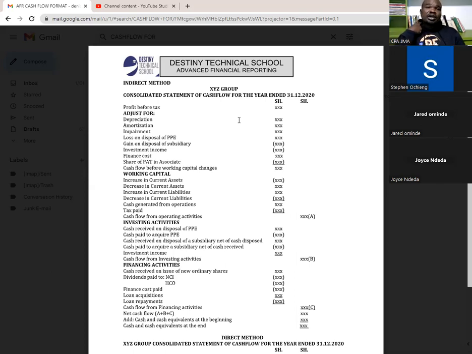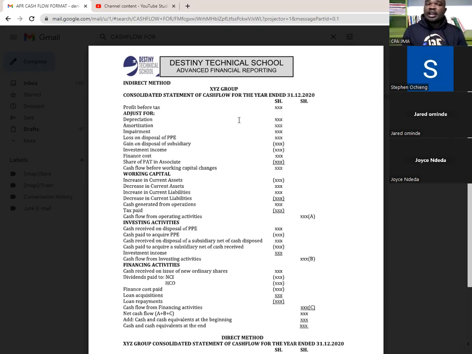So in a question, the examiner might even fail completely to tell you about impairment, but they can give you two values of goodwill. So it is upon you to know that in case the two values of goodwill vary, in which case it has gone down, then the decrease in value of goodwill is considered to be impairment.